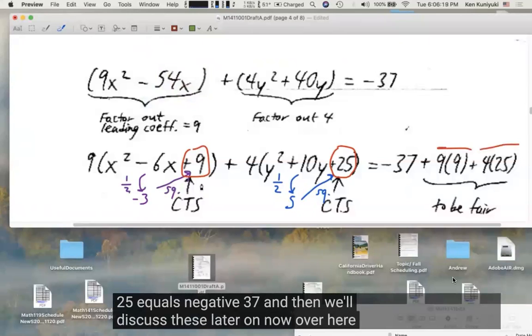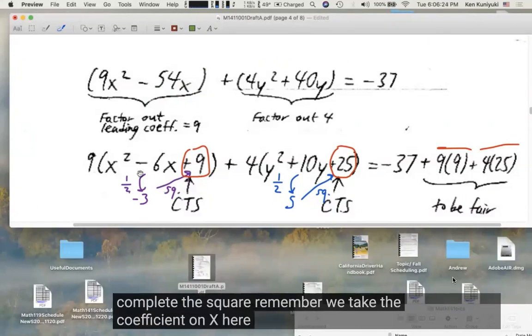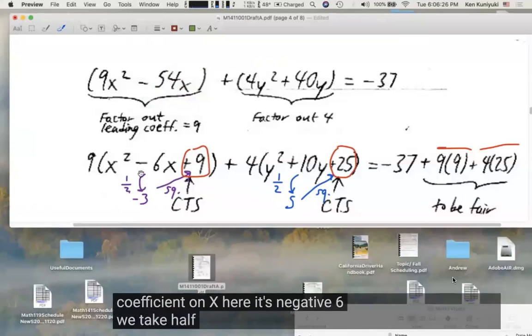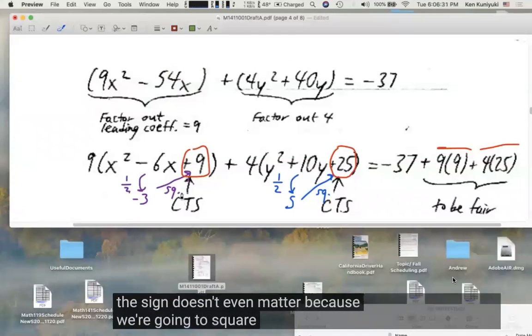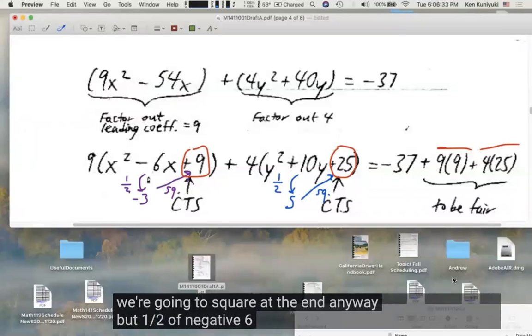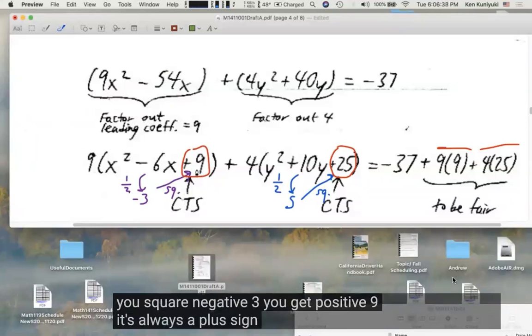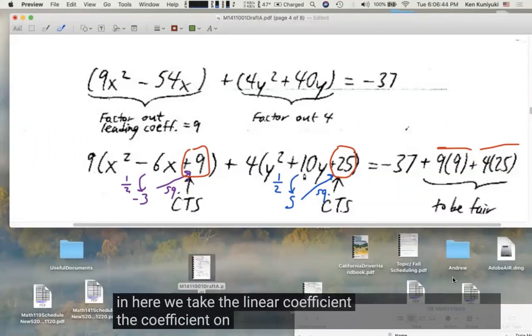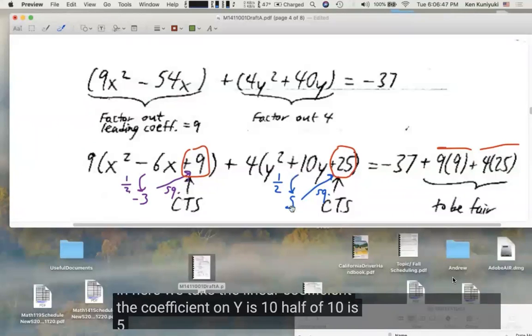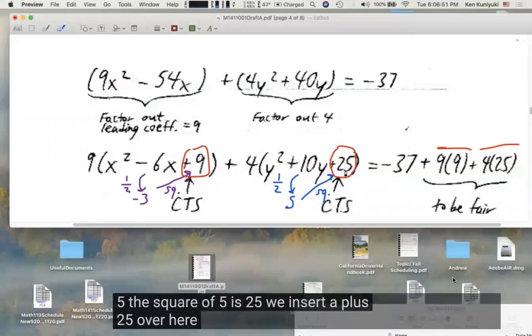Now over here, to complete the square, remember we take the coefficient on x, here it's negative 6. We take half of that, we get negative 3. The sign doesn't even matter because we're going to square at the end anyway. When you square negative 3, you get positive 9. There's always a plus sign in here. Likewise, in here, we take the linear coefficient on y, which is 10. Half of 10 is 5. The square of 5 is 25. So we insert a plus 25 over here.